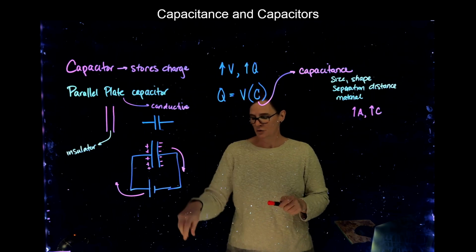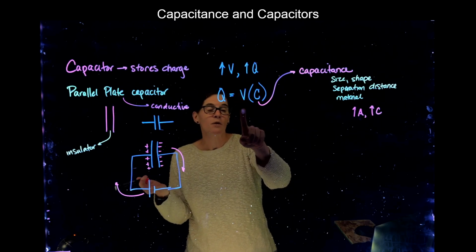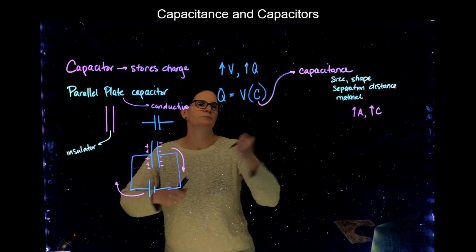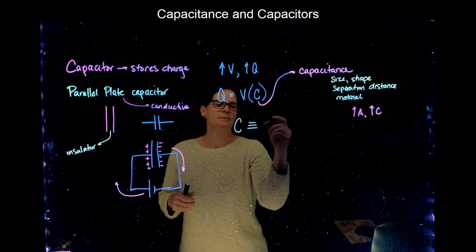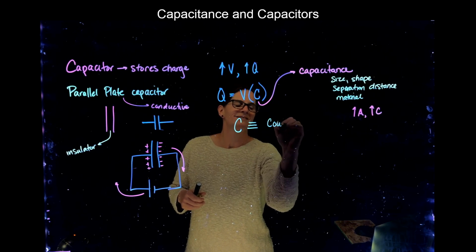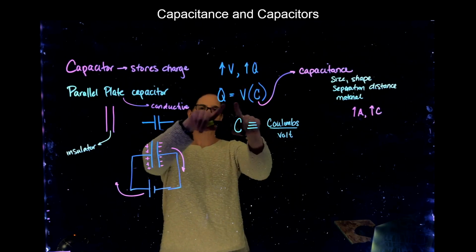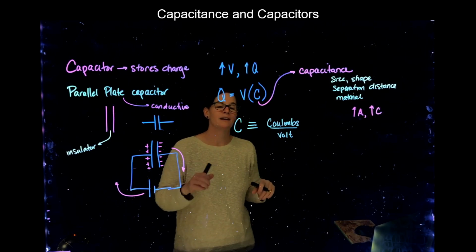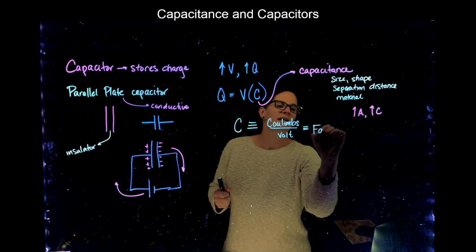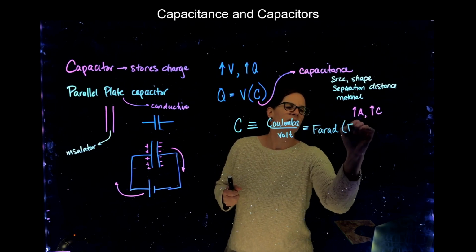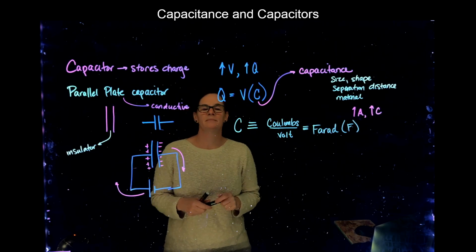So we know that the unit for charge is coulomb. The unit of voltage, of course, is the volt. So the unit for capacitance has to be coulombs per volt. That will give us coulombs in our unit analysis, if we do a unit analysis of this relationship. Well, a coulomb per volt goes by what's known as a farad. We use the capital letter F as our unit symbol.